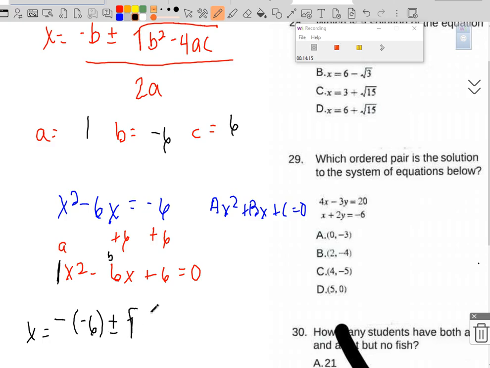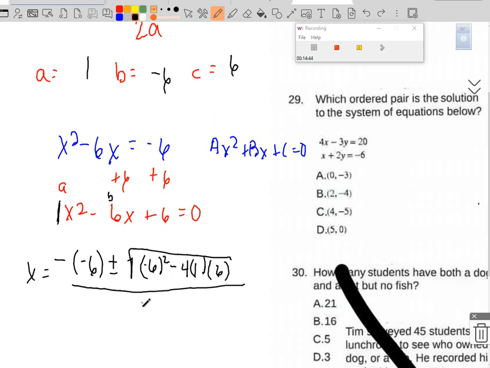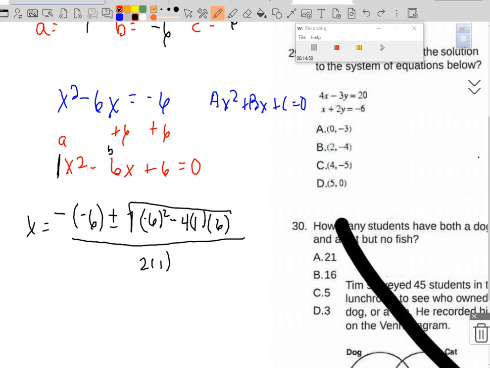Plus and minus the square root of b squared, so negative 6 squared, minus 4 times a, which is 1, times c, which is 6. All divided by 2 times 1. So now we're going to simplify, and then we'll maybe use our Kaizen if we need to.